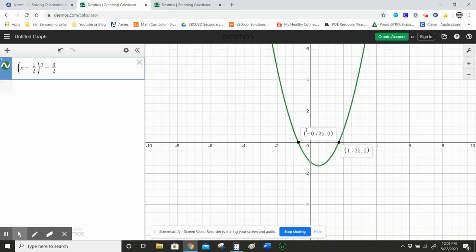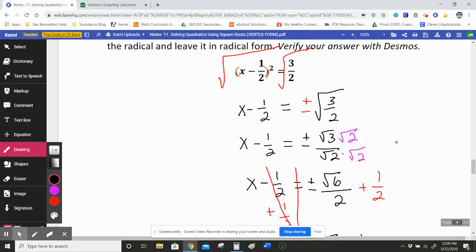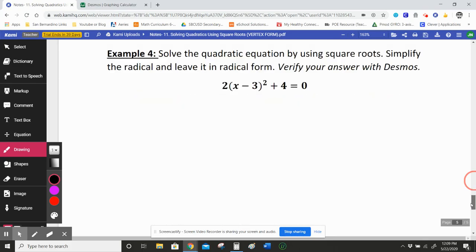So our two answers that we got, right, the 1.72 and then negative 0.72, should be the exact same answers that we get with Desmos, which they are, right? So two answers were 1.72 and the negative 0.72. Perfect. So we know we're doing it right.